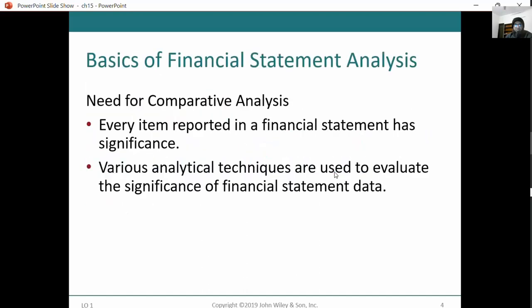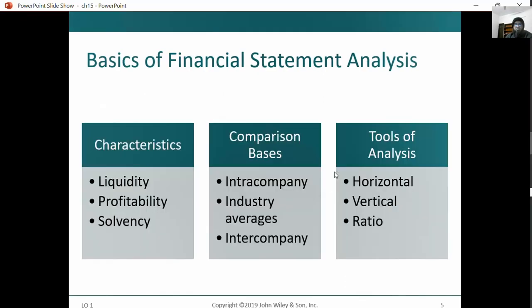Horizontal analysis is basically the comparative analysis. Every item reported in our financial statements is significant. Not only horizontal analysis, every analysis is a comparative analysis, because we need to compare one company with another company, one income with another income, maybe one year of a company with another year of the company, or vice versa. These are the characteristics of the ratios that we are going to perform.